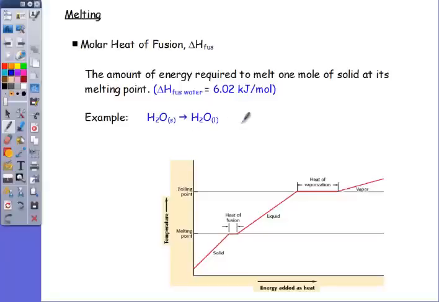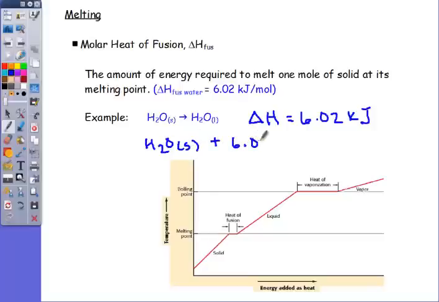I have a couple of different choices. I can just list solid to liquid water and write the delta H, which is the heat of the reaction, is 6.02 kilojoules, since there's a 1 in front of my water. My other option would be to write H2O as a solid. This is a positive delta H, so it's an endothermic process. I could represent my energy as a reactant and then write my liquid water.